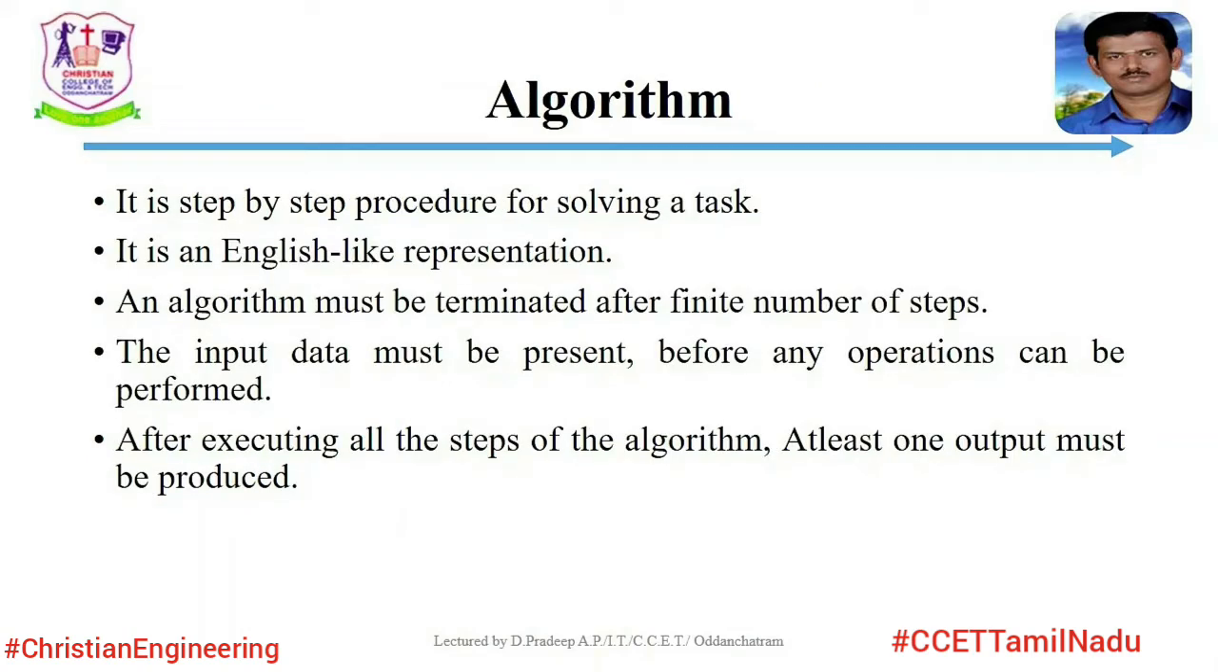First representation method is algorithm. It is a step-by-step procedure for solving a task. It is our general English language like representation, and an algorithm must terminate after a finite number of steps. It may be a smaller amount or a larger amount. It may be 10 lines of algorithm steps, or 100 lines, or maybe 1000 lines. Whatever it is, it should end at some particular point of time.